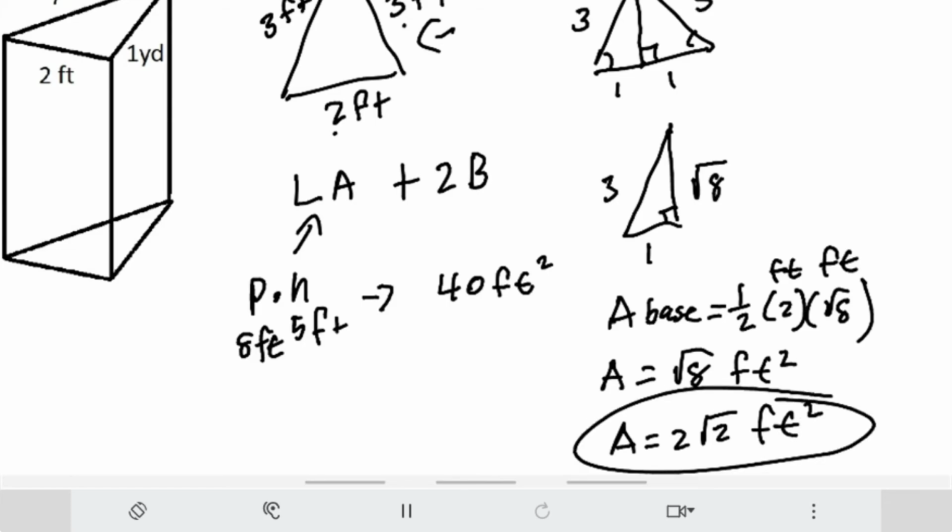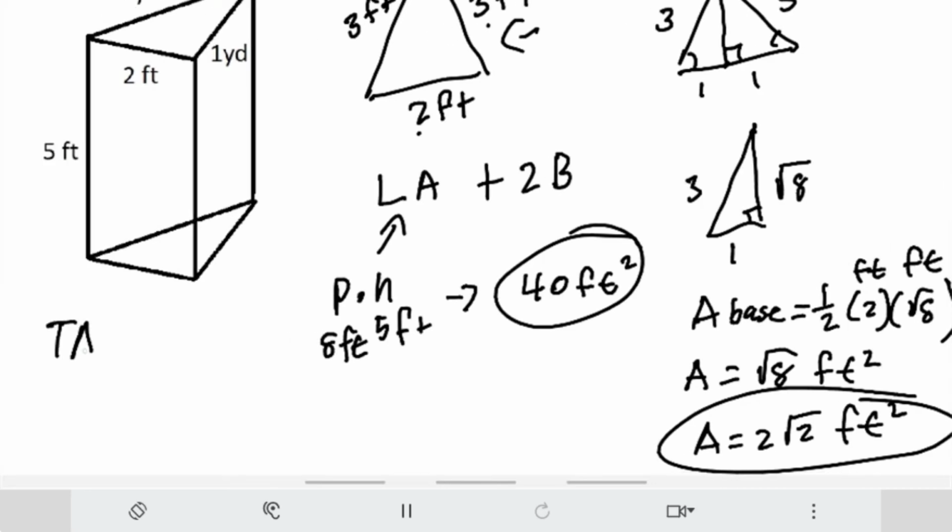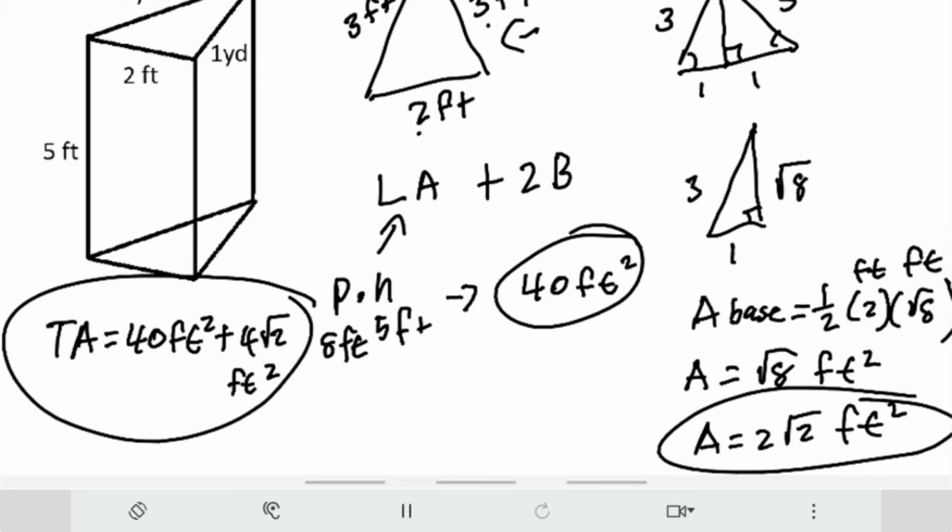So this is the area of one base, and this is your lateral area. So if we plug that into my formula over here, my total area is equal to 40 feet squared plus 4 square root 2 feet squared. And this is your final answer because you can't do anything with that. Now, how did I go from 2 square root 2 feet squared to 4 square root 2 feet squared? Well, it's because we have this 2 over here. Again, we're just plugging it in.